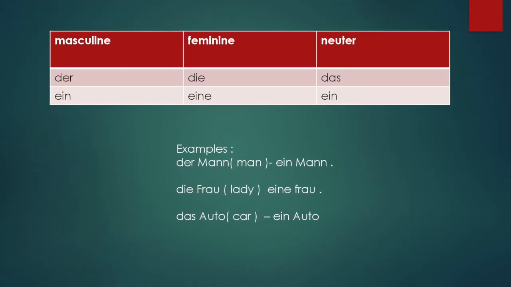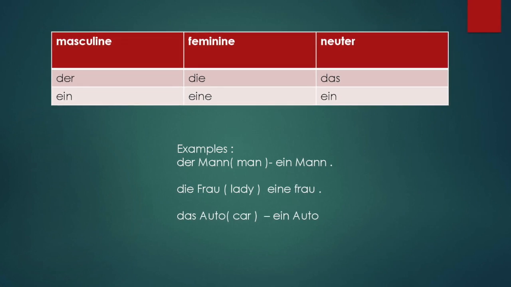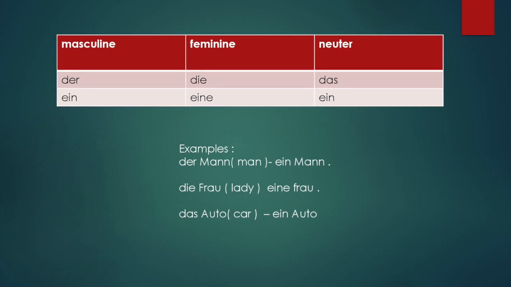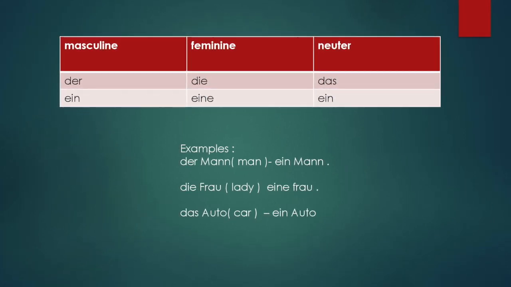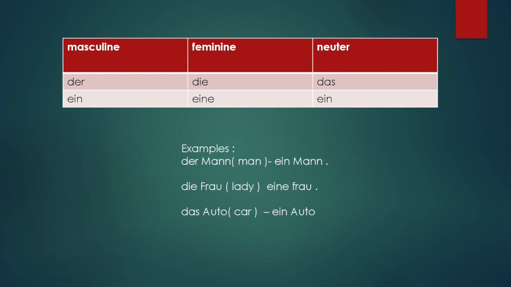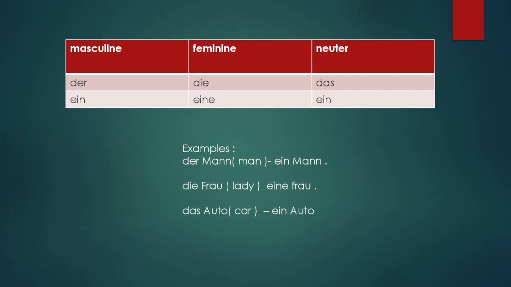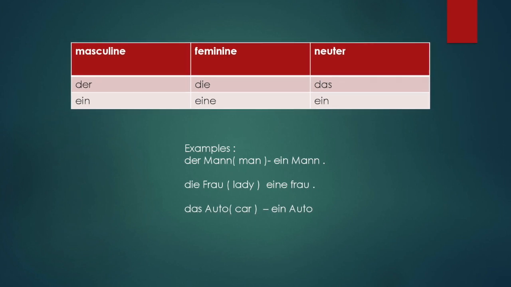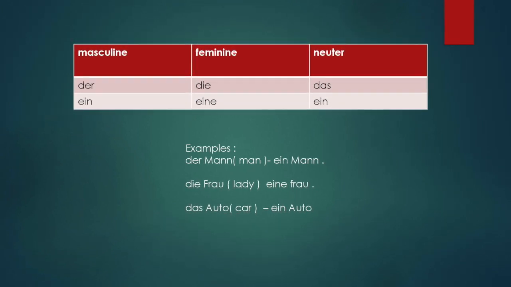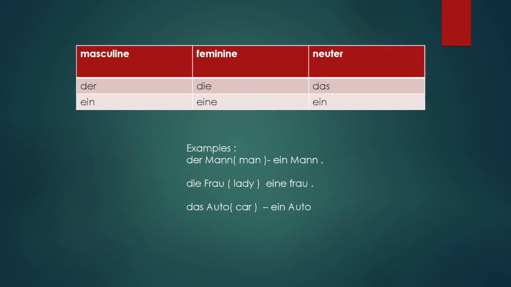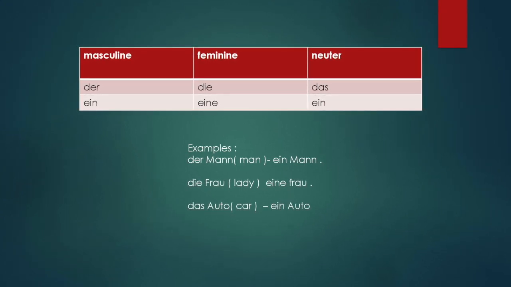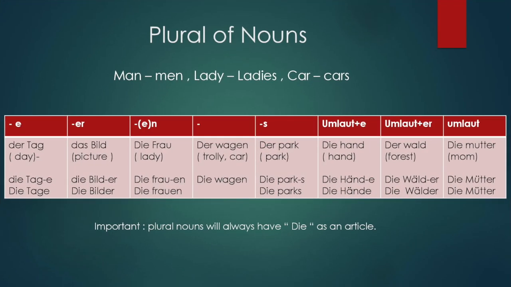Today we are doing lesson number 5 for grammar, plural of nouns. We have already covered that we have 3 genders here: masculine, feminine and neuter. For masculine we use der, for feminine we use die and for neuter das as definite articles. As for indefinite articles we use for masculine ein, for feminine eine, for neuter ein. So we can take a few examples like der Mann, ein Mann, die Frau, eine Frau, das Auto, ein Auto.